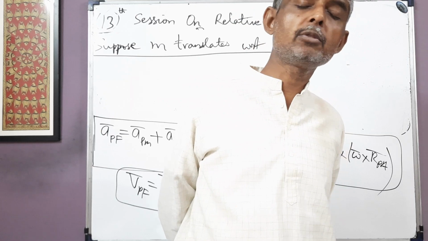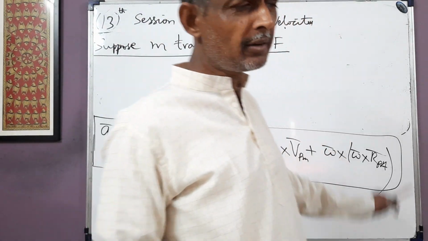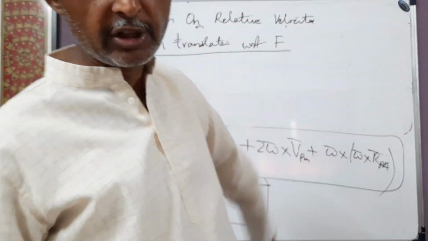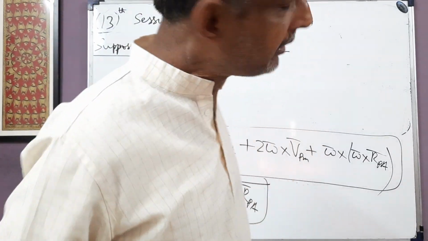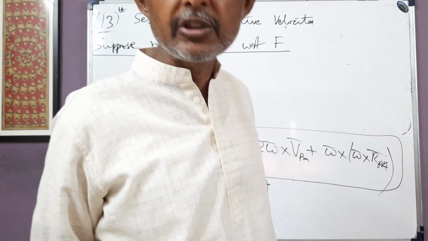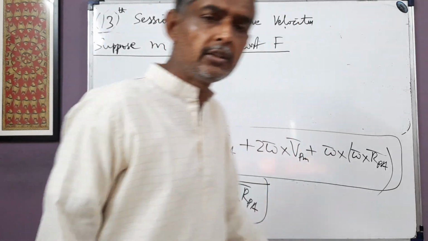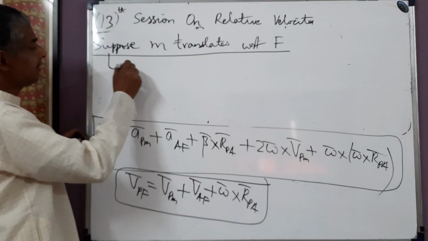Now if M translates with respect to F, then from the definition of translation, as was discussed in the third or fourth video of this relative velocity, it was clearly stated that when M translates with respect to F, then the orientation of M with respect to F doesn't change. This means the rate of change of orientation of M with respect to F is 0. That is, the angular velocity of M with respect to F is 0.